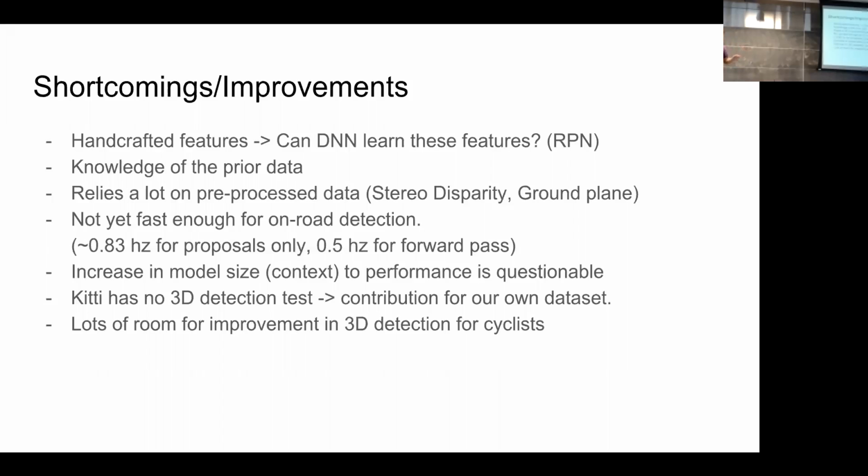And even right now, just for the proposal, it takes roughly 1 Hz, and 0.5 Hz for the forward pass. So we're nowhere close to actually running these algorithms on a car. What's the hardware specification? They use a Titan X to train and also for the forward pass. So speeding up these algorithms is another approach we can take to make contributions.